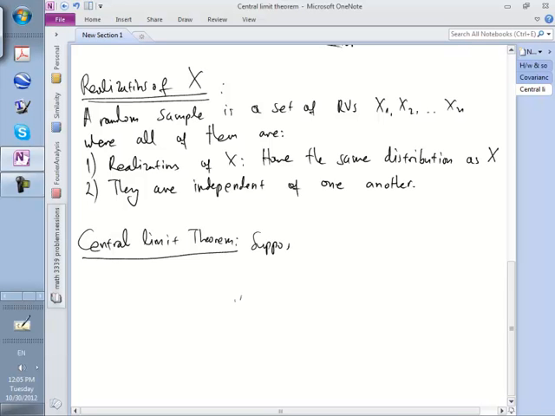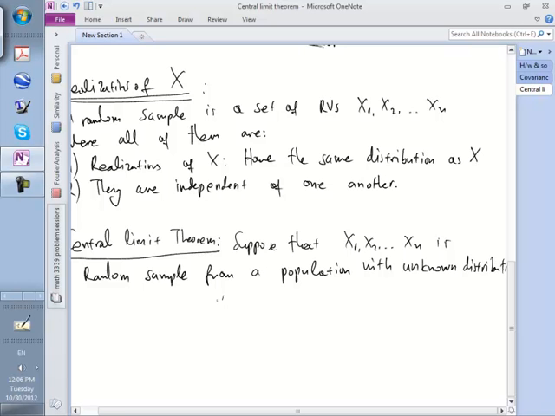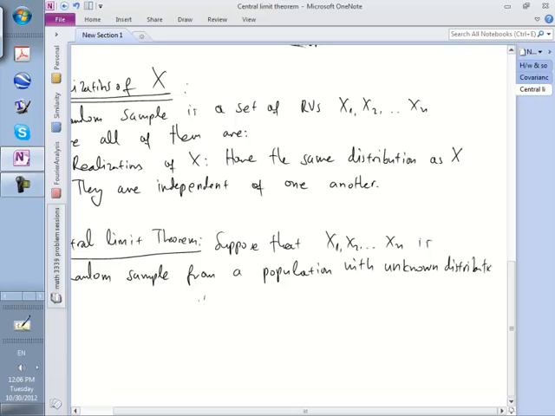The central limit theorem has the following powerful conclusion. Suppose that x1, x2, ..., x sub n is a random sample from a population, so it means an underlying random variable, with, here's the big aspect, unknown distribution. So I do not need to know the distribution. It's distribution agnostic.